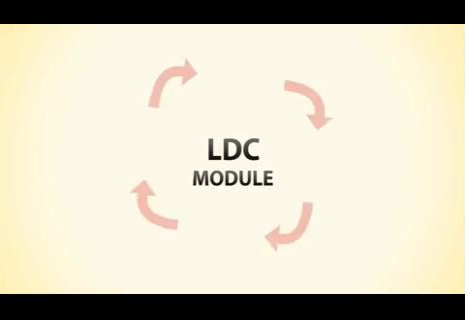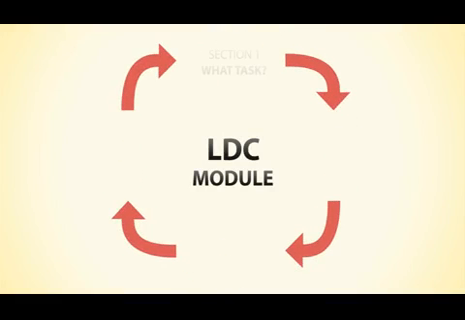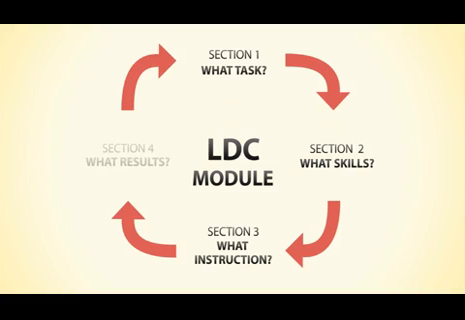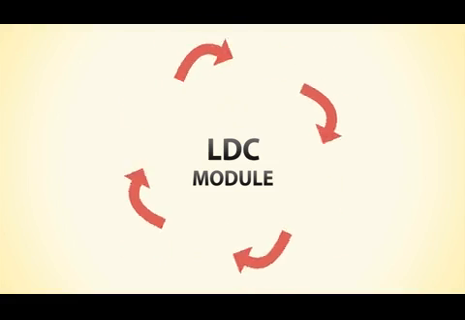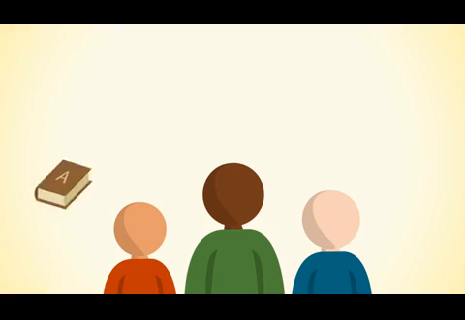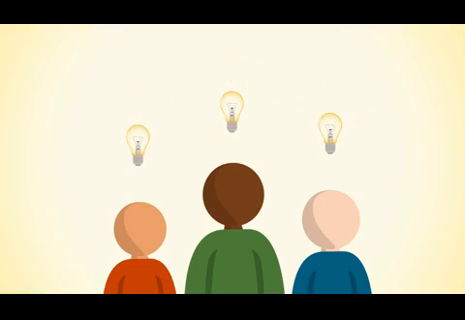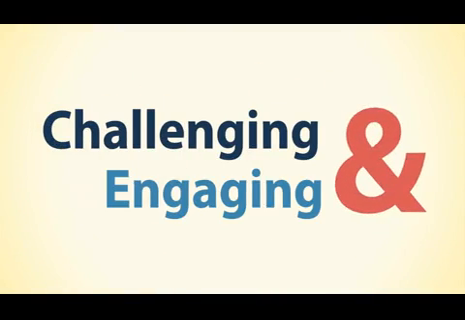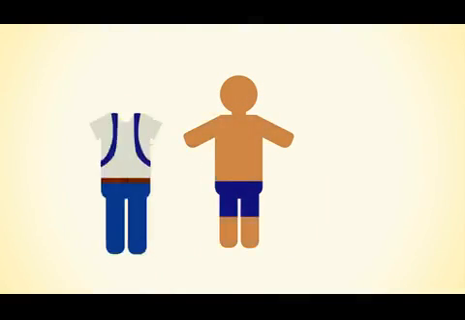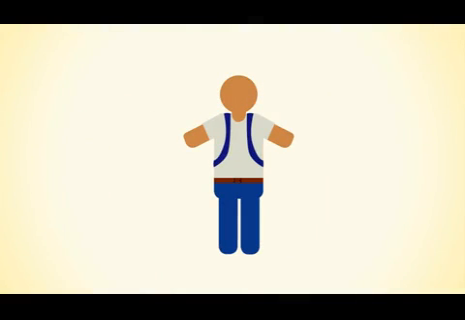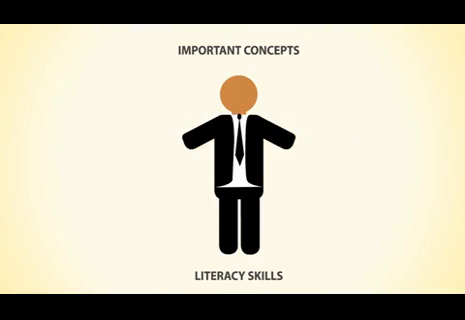The Literacy Design Collaborative modules have 4 components: what task, what skills, what instruction, and what results. The module provides a blueprint for integrating content and the Common Core in a 2 to 3 week instructional plan which engages students in reading, research, dialogue, and writing about important topics and issues. Modules are challenging and engaging. They provide students with the opportunity to delve deeply into important concepts within a discipline while developing the literacy skills needed for college and work.